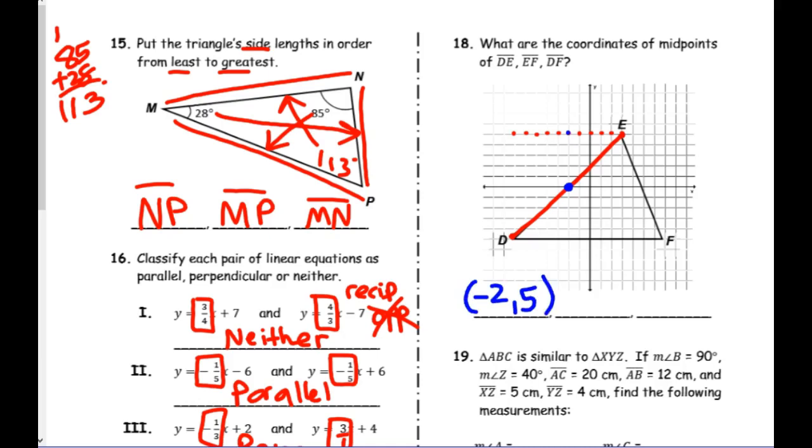Okay, next one it asked about is EF. So from E to F, we want to count horizontally. So F, 2, 3, 4. Okay, 4 units. So what's half of 4? 2. I go straight down and I put a point. Easy. So that is at 1, 2, 3, 4, 5, comma, 4.